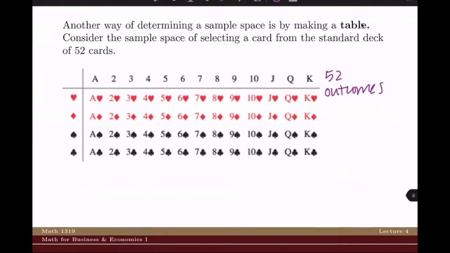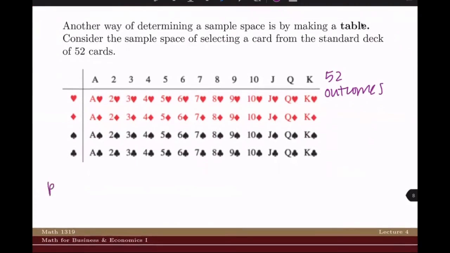So if you wanted to know, for example, the probability of drawing an ace, you can look up here at the table and see that you have 1, 2, 3, 4 aces. So that would be 4 out of 52, which simplifies to 1 out of 13.